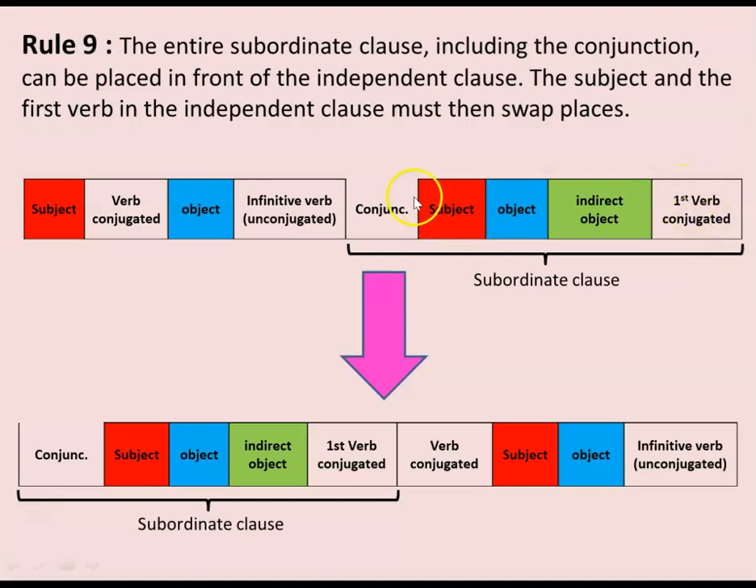Okay, so here's our subordinate clause. We're going to stick it out front here. Conjunction, subject, object, indirect object, nothing changes. The verb at the very end, comma. Then we're going to have the verb from the main clause first, then the subject, so that those two things swap places, object, infinitive verb unconjugated.